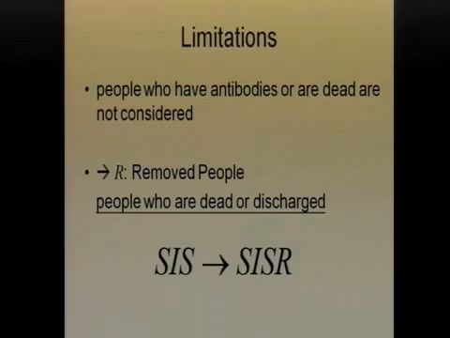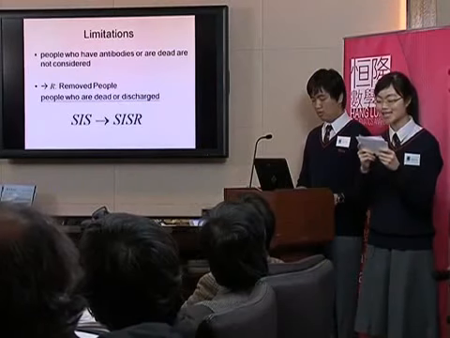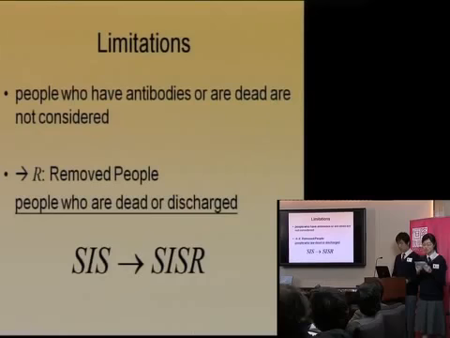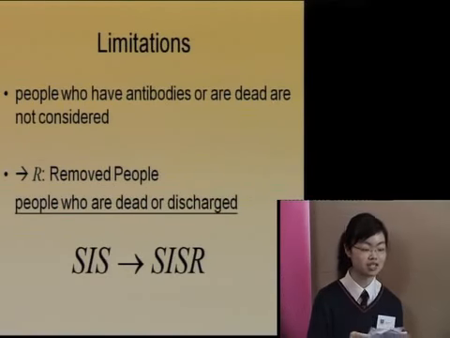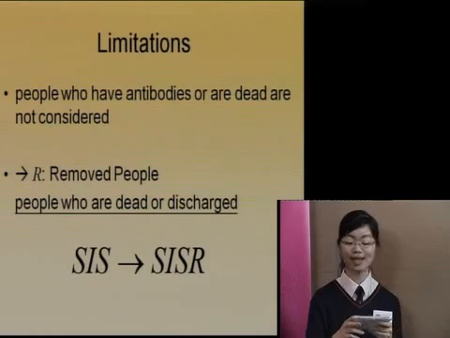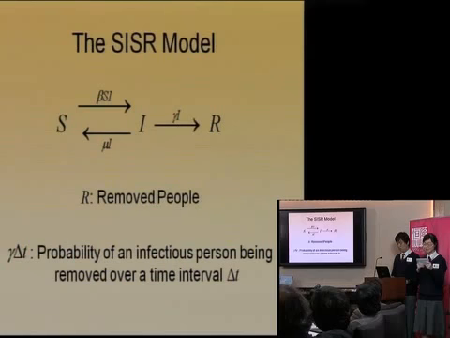However, there are some limitations in the SIS model, as people who have antibodies or are dead are not considered. So we modified the SIS model into the SIR model. There is a new group of people, removed people R, who are either dead or discharged. A new group R is introduced and the definition of gamma delta T is shown.